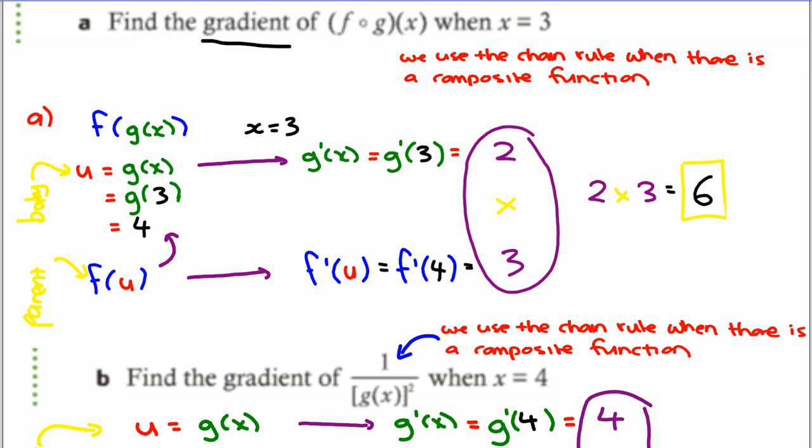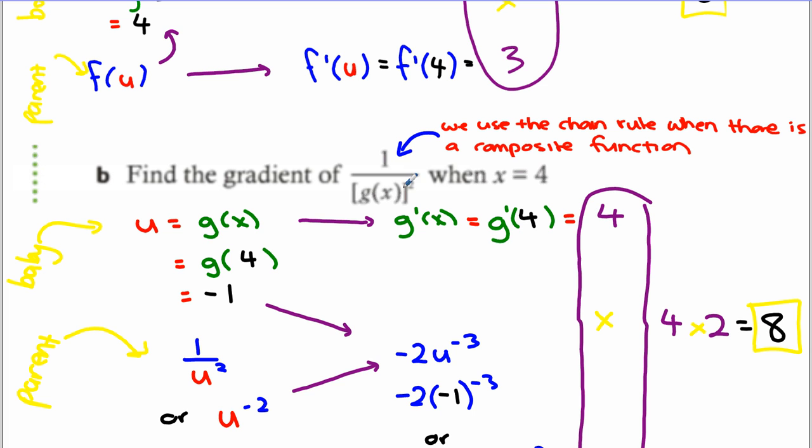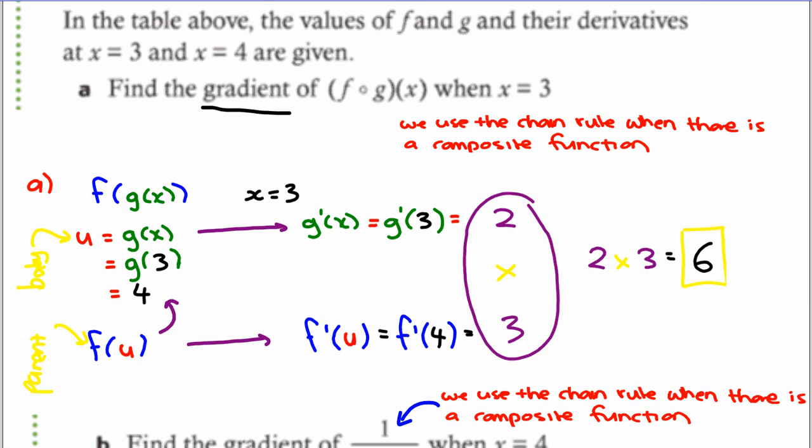Okay, similar one. Find the gradient of 1 over g of x squared. So it's a chain rule one again, because we've got a function within a function. It's not a quotient rule because we don't have a function over a function. Instead we just have 1 over something, so the parent function could be 1 over u squared, and the baby function would be g of x. It's not like there's 3x over g of x squared; then that would be a quotient rule style one. So we use the chain rule when there is a composite function. And this time it's asking for x equals 4. Beforehand it was asking at x equals 3.